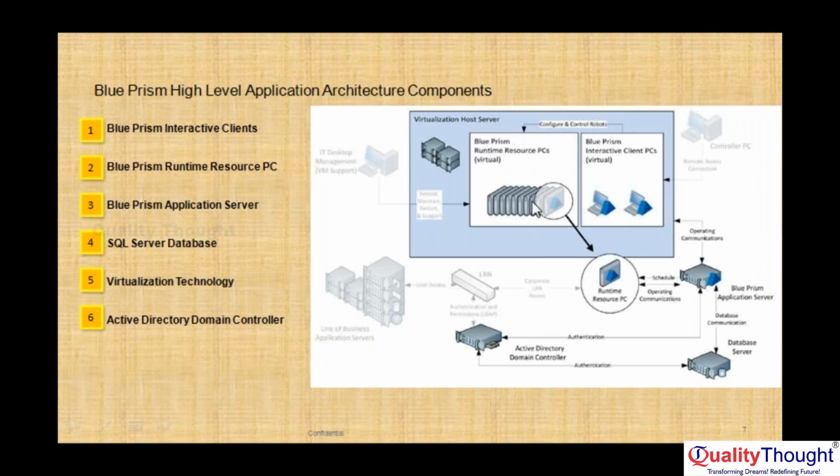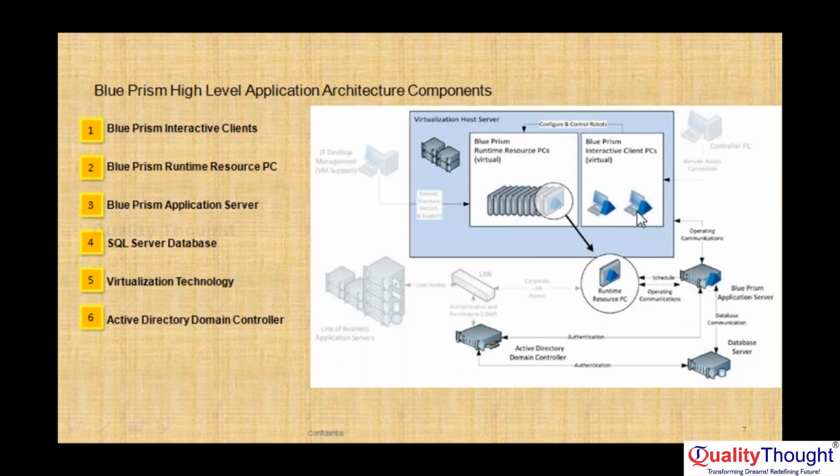Your Blue Prism runtime resources and a Blue Prism interactive client will send requests to the application server. The application server will send requests to the database server. It sends a response back to the application server, and the application server will respond back to the client. This is a typical 3-tier architecture.